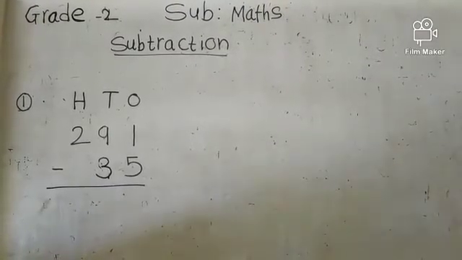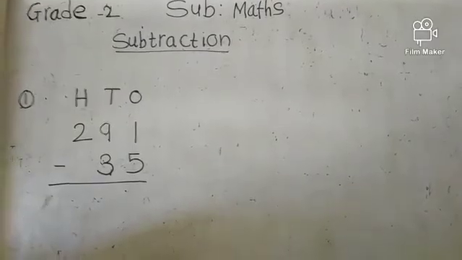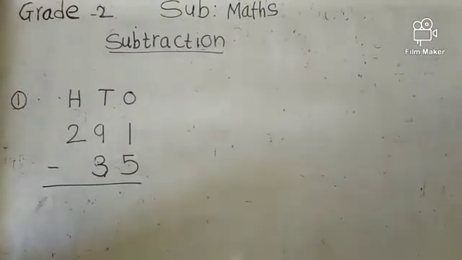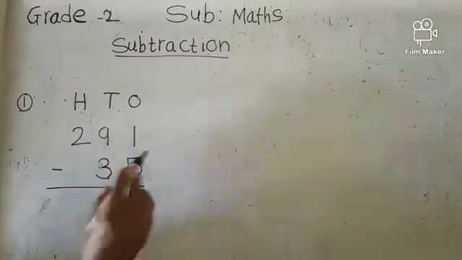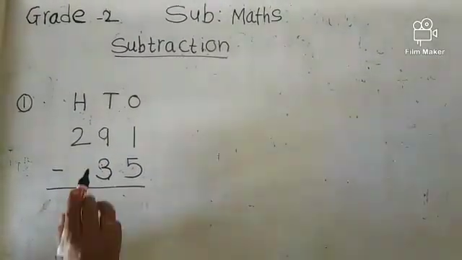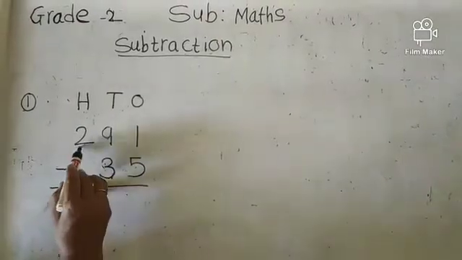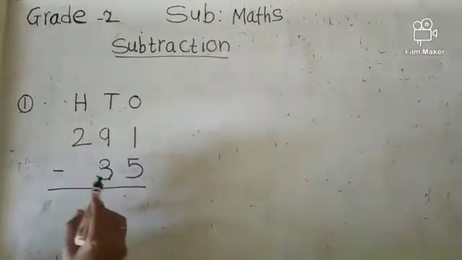Subtraction up to 999. This chapter is going on. Today we are going to learn two-digit number subtraction from three-digit number. Okay. Let's see this example. 291 minus 35.